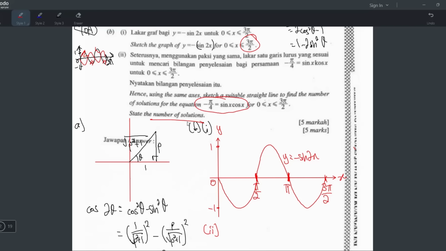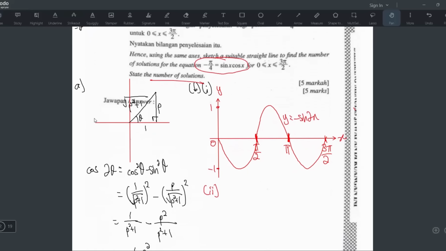Okay, after they ask you to sketch, they will ask you to find the number of solutions. Number of solutions means you want to find how many times the curves intersect. But first you have to draw the straight line. And in order to do the straight line, you have to have the equation of the straight line. So the equation of a straight line must be y equals mx plus c, right?